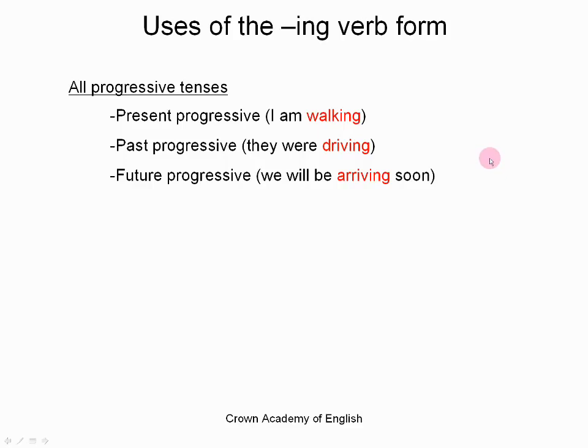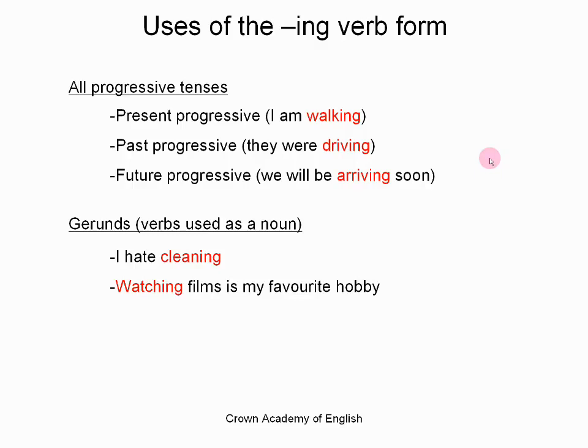The ing verb is also used as a gerund. A gerund is just a word that we use to describe verbs that are used as a noun. Let's have a look at some examples. If we say, I hate cleaning, we can see that cleaning is being used as a noun here. It is the object of the verb I hate. What do I hate? I hate cleaning. Strictly speaking, it is a verb, but we are using it as a noun. So that is called a gerund, and the verb takes the ing form.